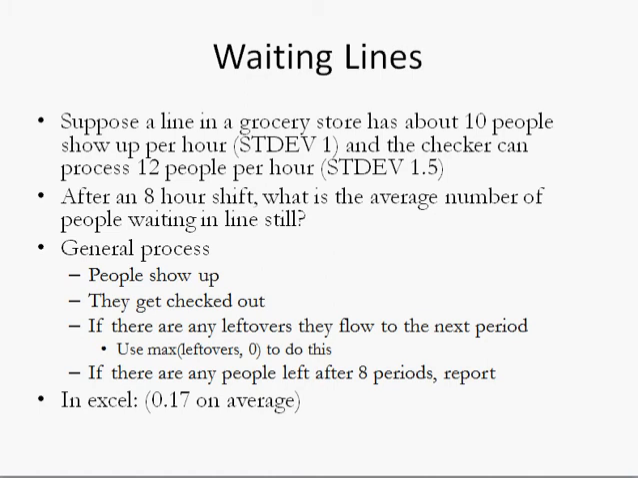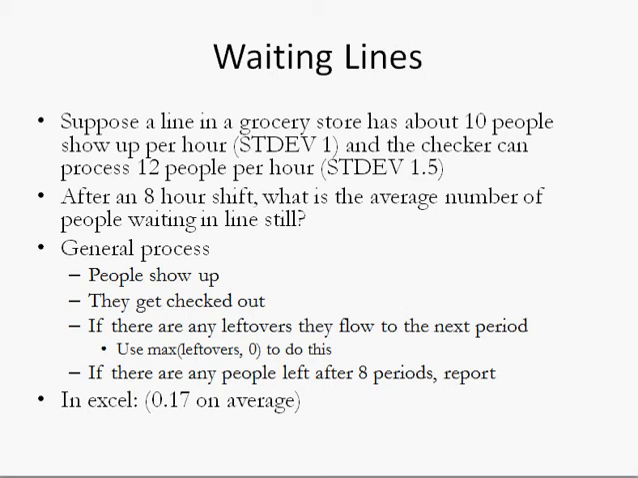Okay, so let's think about waiting lines. Suppose there's a line in a grocery store that has about 10 people show up per hour, standard deviation of 1, and the checker can process 12 people per hour, standard deviation of 1.5. So on average, the checker is going to be able to handle the input, but they will get behind some of the time. And so we've got two random processes, how many people show up and how many people get processed. So this is 10, 1, 12, 1.5. We want to know after an 8-hour shift, what is the average number of people waiting in line?